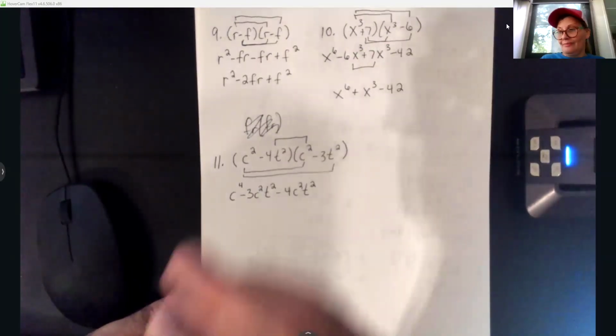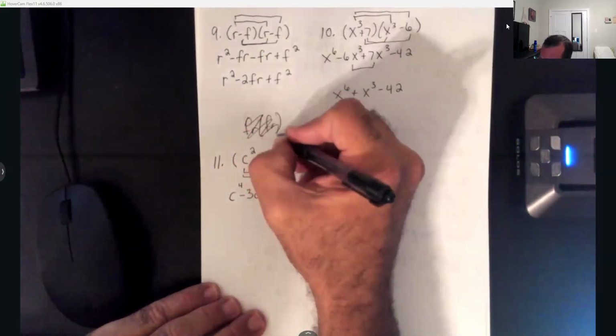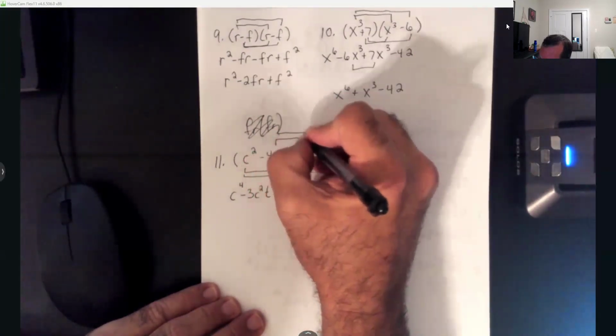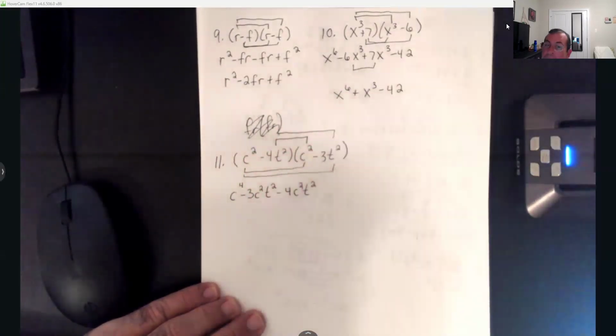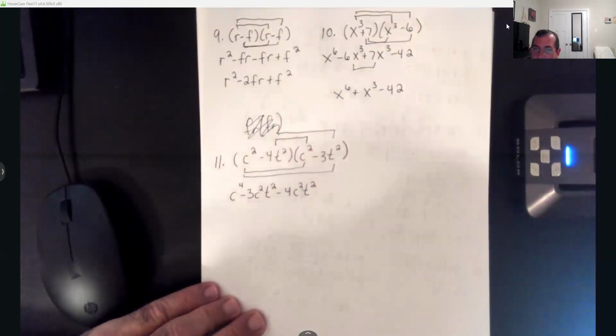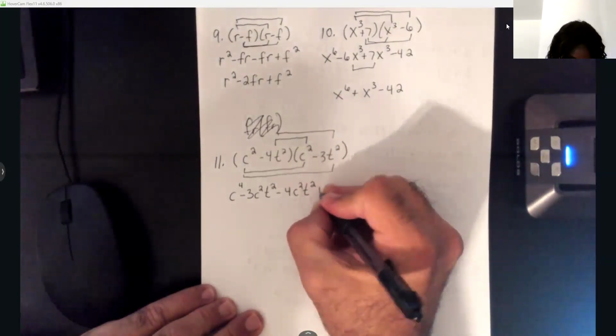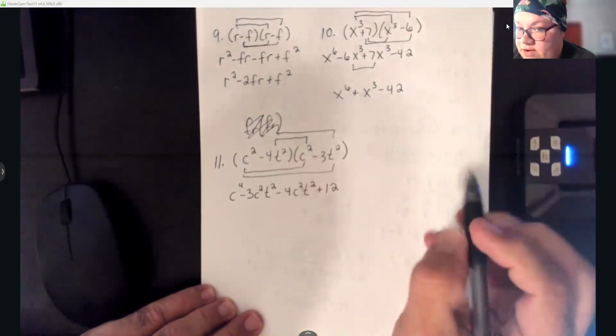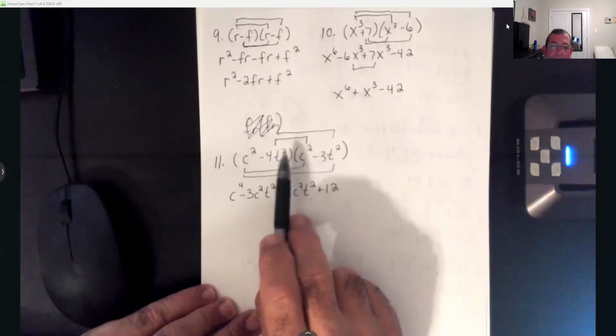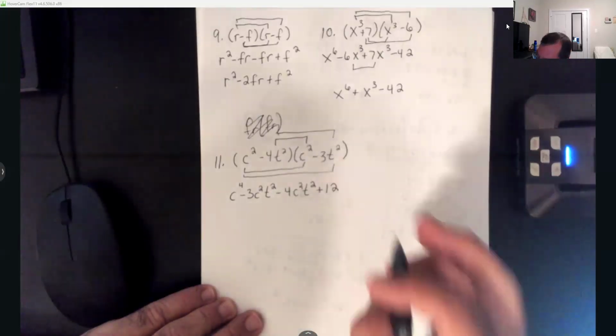Oh, y'all, finally. Let's see what y'all get here. A negative 4t squared times a negative 3t squared. So what y'all doing with that negative 4, negative 3? Negative 4. It would turn positive though, correct? Yeah. Positive 12. And then how about that t squared, t squared?